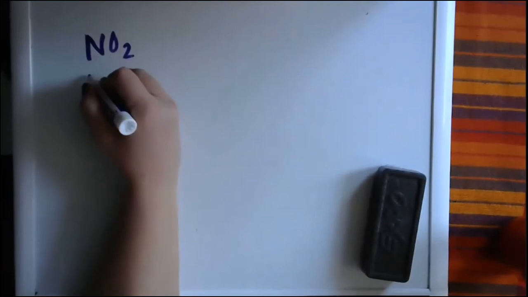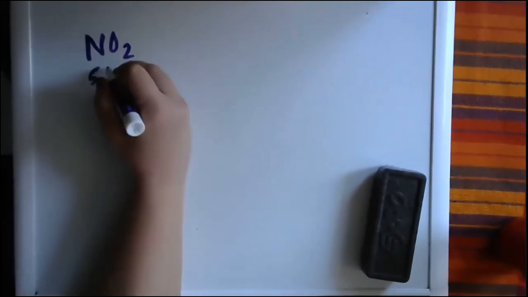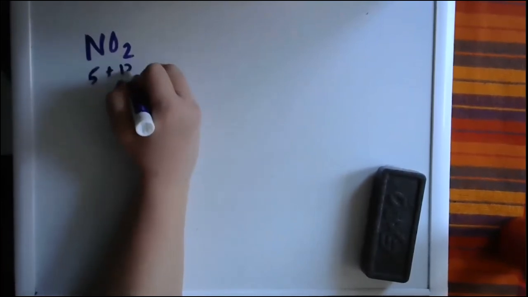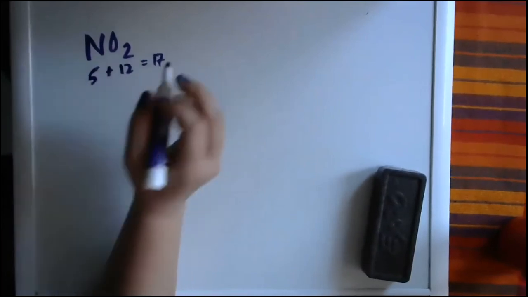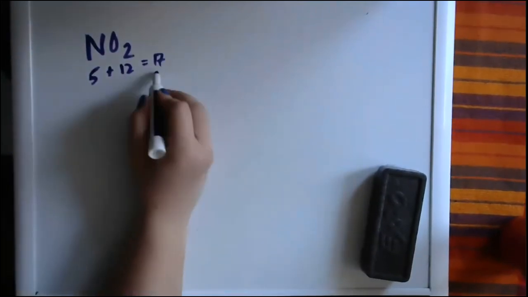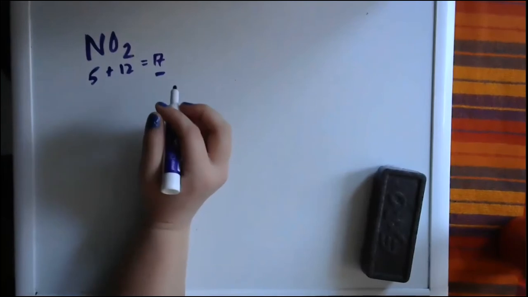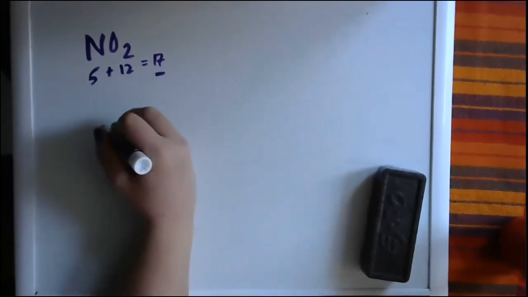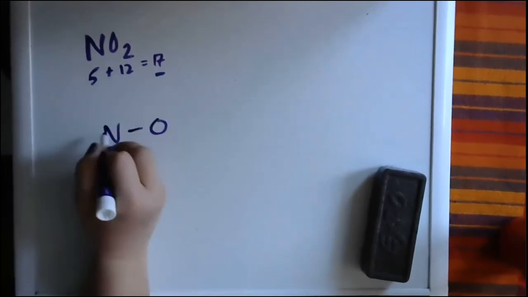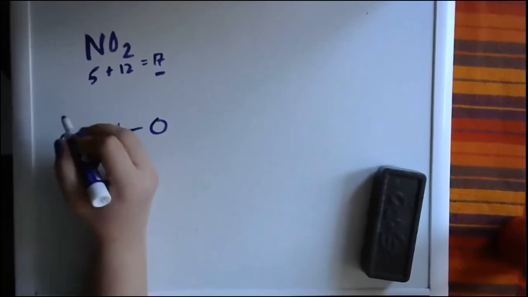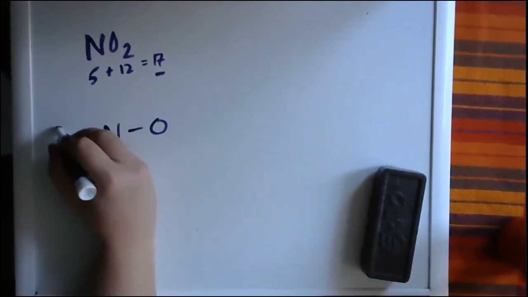So let's start with NO2. You know that nitrogen has 5, 2 oxygens are going to have 12. So that's 17 valence. Right away, you see this odd number here. You know that that's not going to be great. So we'll write out our skeleton structure. Okay, and we're trying to fill the octets of everything here.